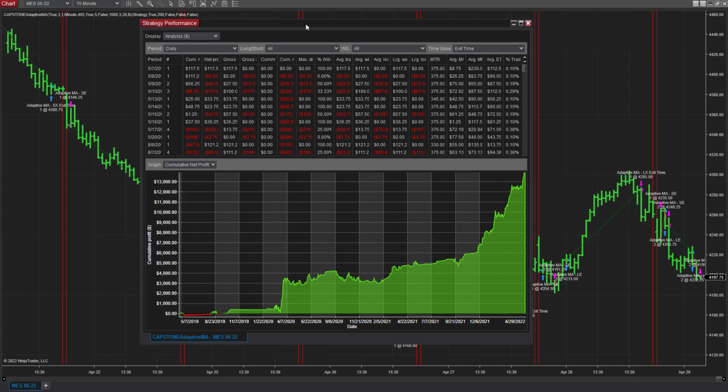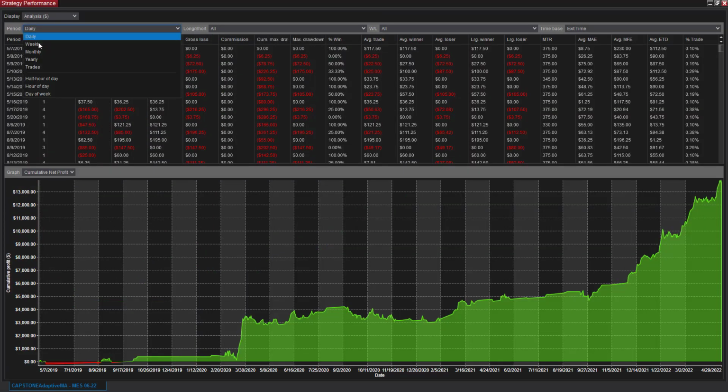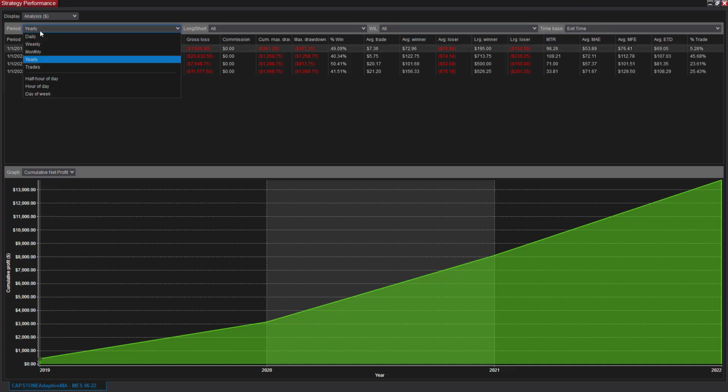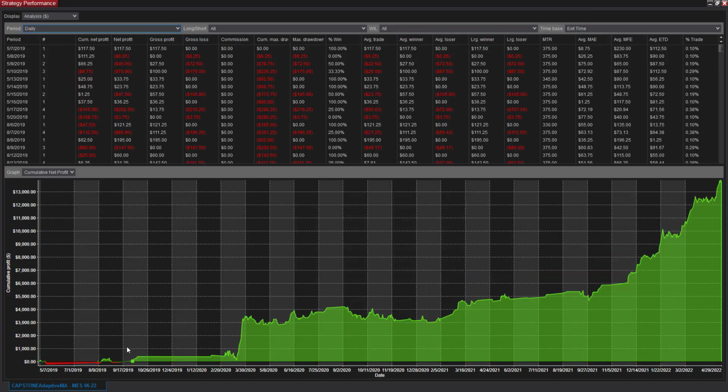The data only goes back, let's look at the annual data. So only to 2019, because the data for the micros does not start until 2019. And in 2019, it was still fairly illiquid as more traders began to start trading the micros. Just like any new contract, it's not actively traded at first.